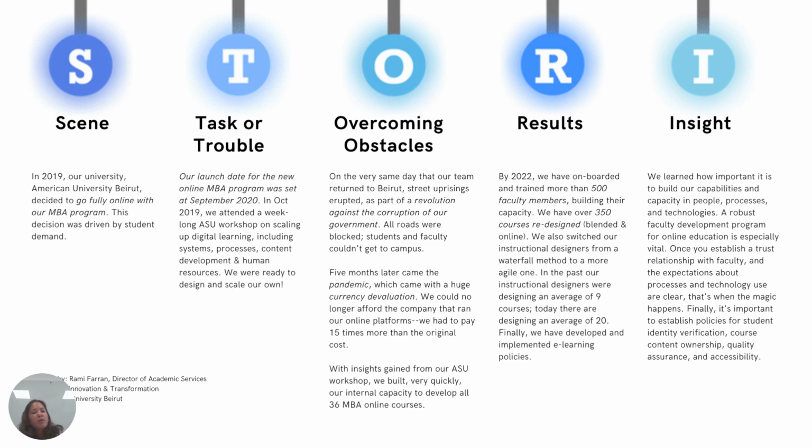What they learned is how important it is to build their capabilities and capacity in people, processes, and technologies. A robust faculty development program for online education is especially vital. And once you establish a trust relationship with faculty and the expectations about processes and technology use are clear, that's really when the magic happens. And finally, it's important to establish policies for student identity verification, course content ownership, quality assurance, and accessibility.